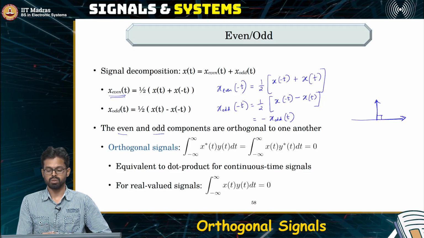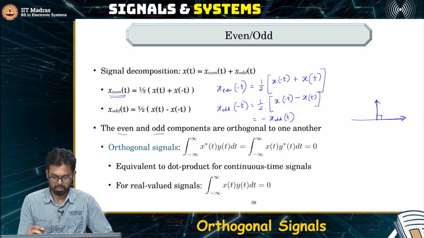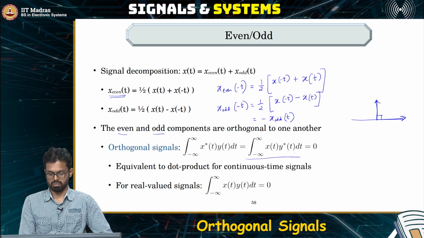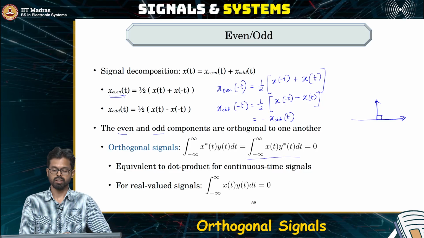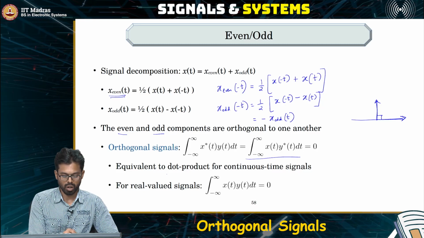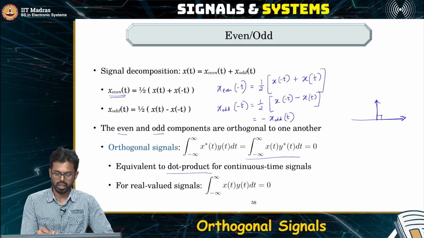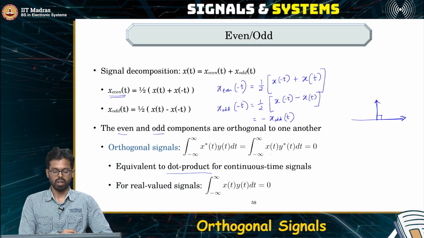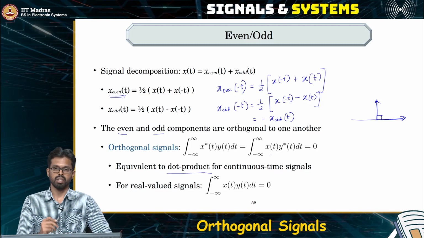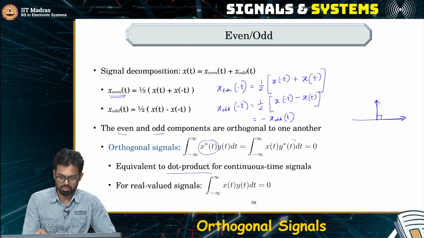But what does it mean to say that a signal is perpendicular to another? It simply means that if you compute the area of the product of these two signals, then the area is 0. This is very similar to taking a dot product. Instead of taking the dot product, you take the product and integrate it. If those signals are complex, then one of the signals you have to conjugate.